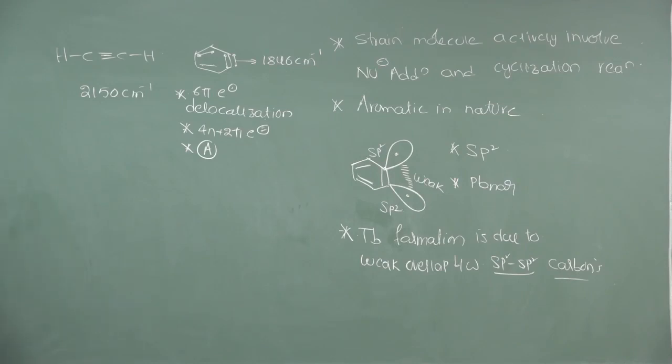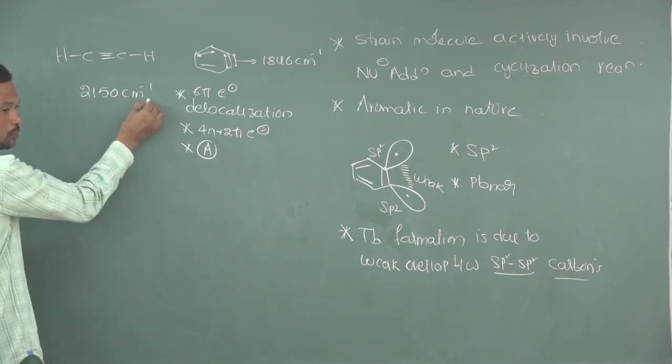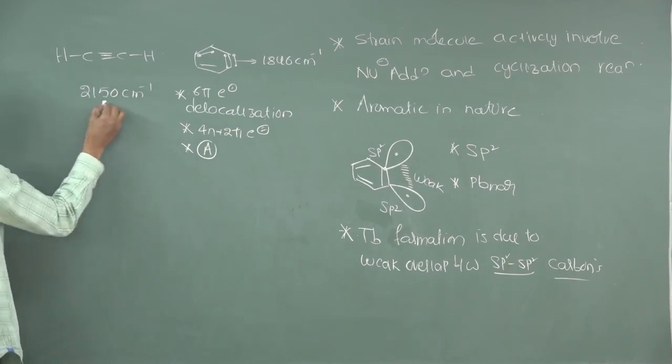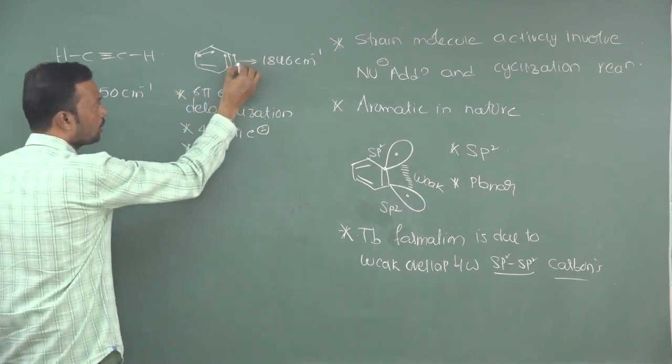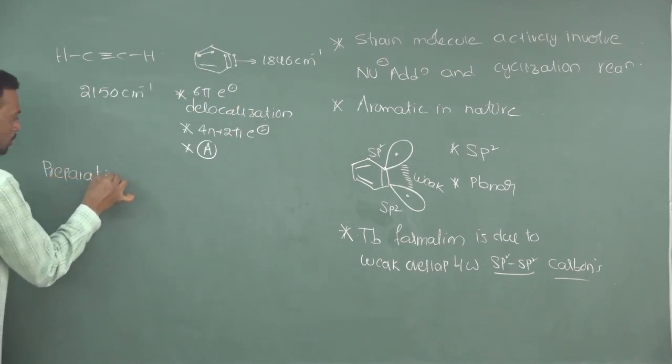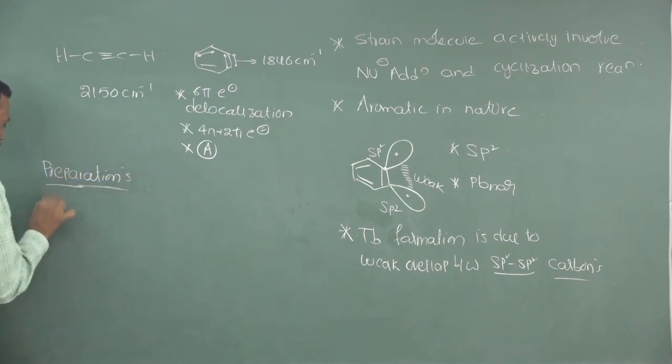The IR stretching frequency value is 2115 cm⁻¹. So this is the normal triple bond present in benzyne. This triple bond is not a real triple bond. Now let's go through the preparations. Preparations of benzyne. First one.